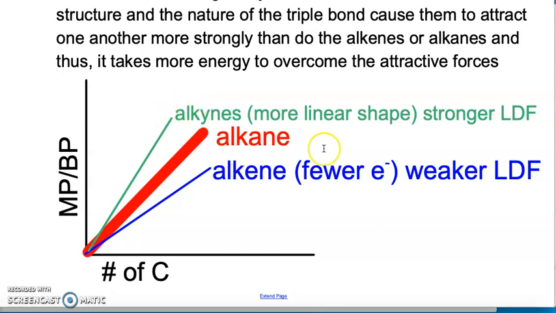So if you were asked to compare, let's say, ethane to ethene to ethyne, you would want to know that ethyne would be the highest, then it would be ethane, then it would be ethene, okay?